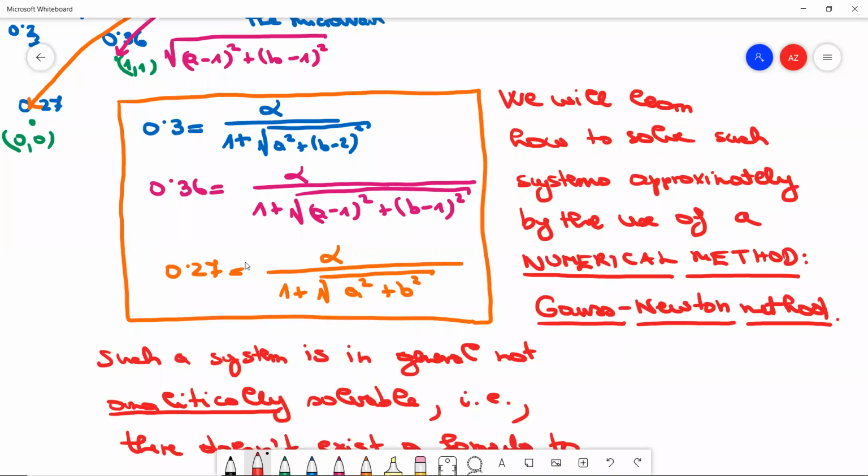Of course, when there are more equations than unknowns, we cannot expect to get an exact solution. The exact solution probably doesn't even exist. But we will search for the solution by the method of least squares, which you already know from linear models. So this is the plan for today.